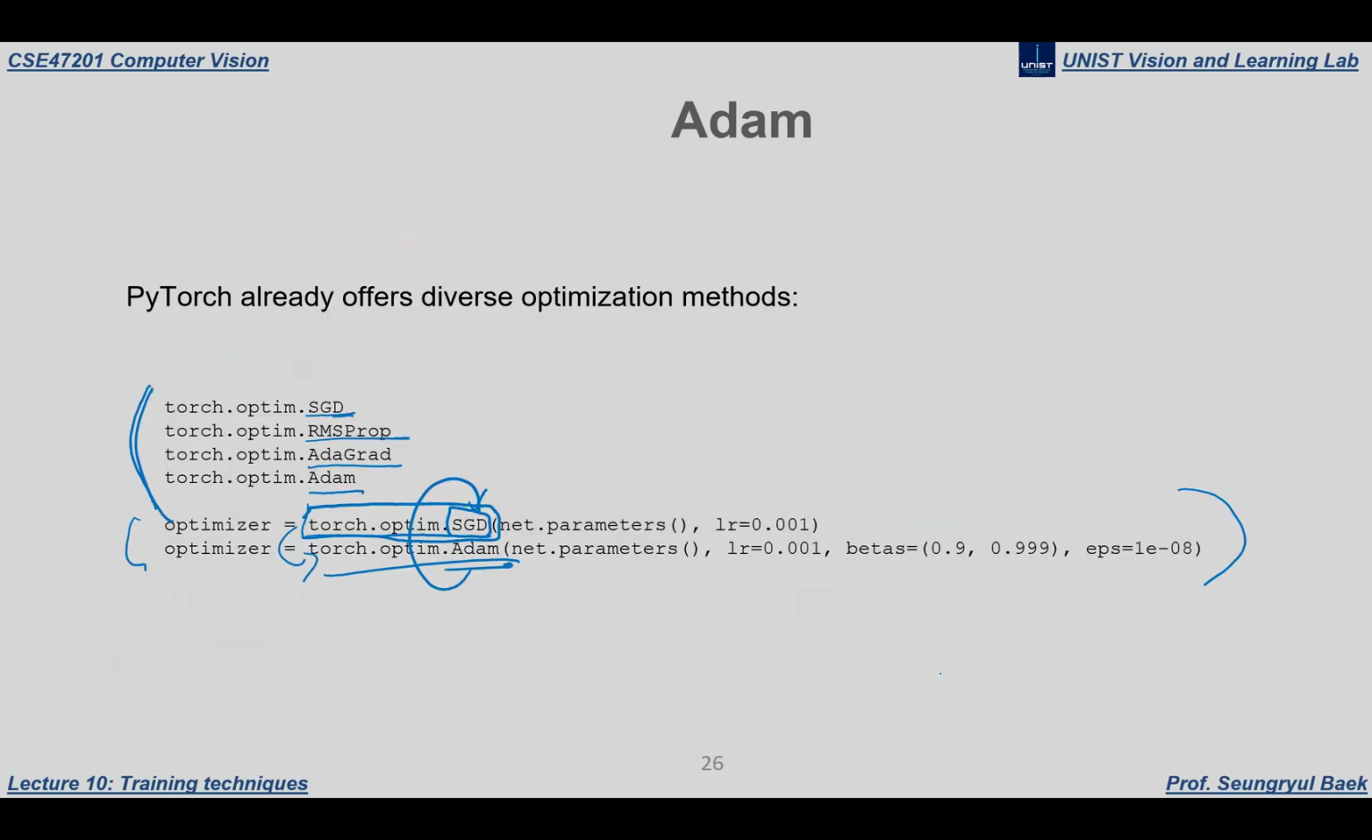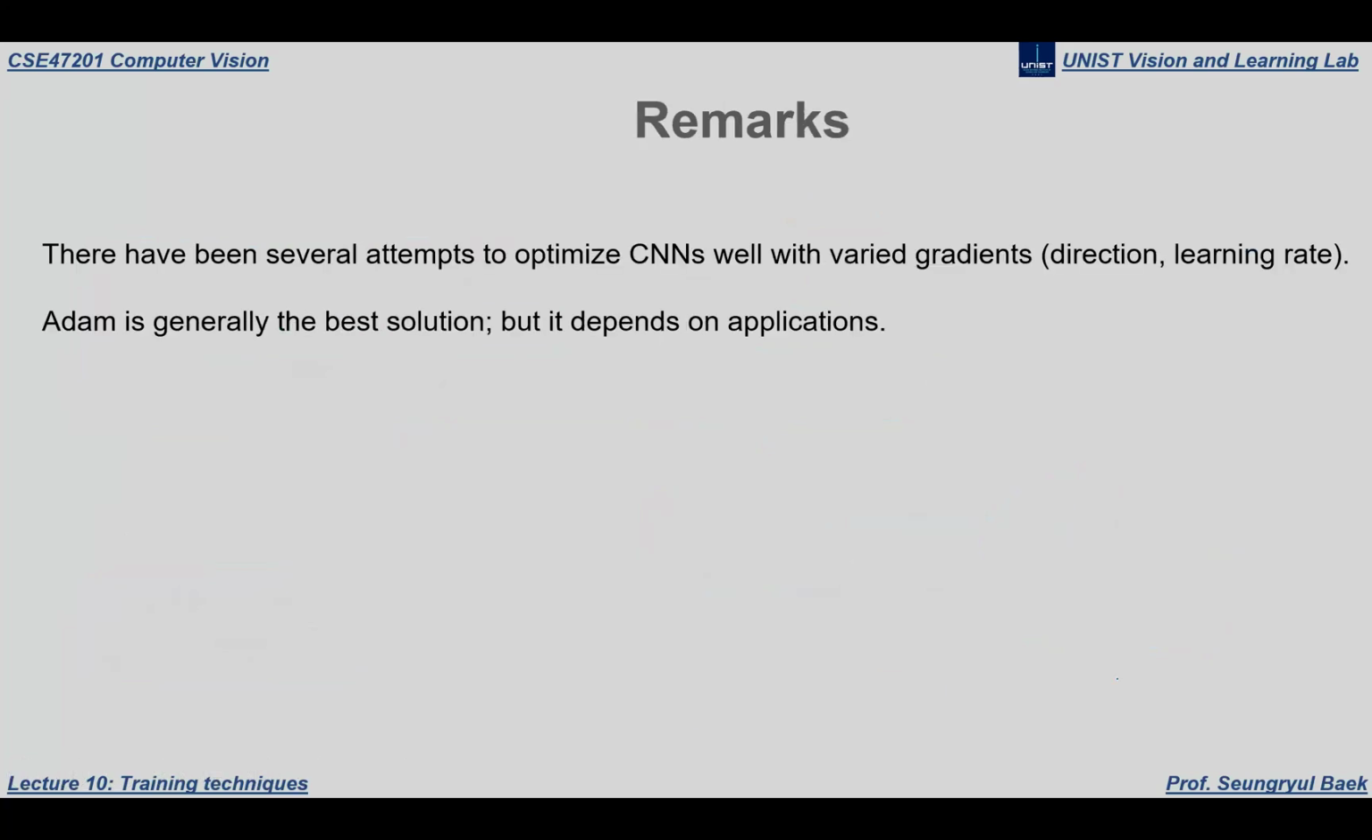So you may think that Adam is always good, but sometimes in practice it's not like that. Generally, Adam gives the best solution, but it depends on the application. So mostly we first try Adam, but if it fails, then we also try other optimizers like RMSProp or others.